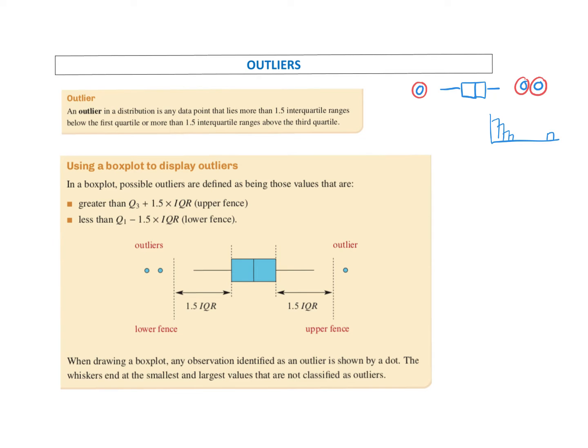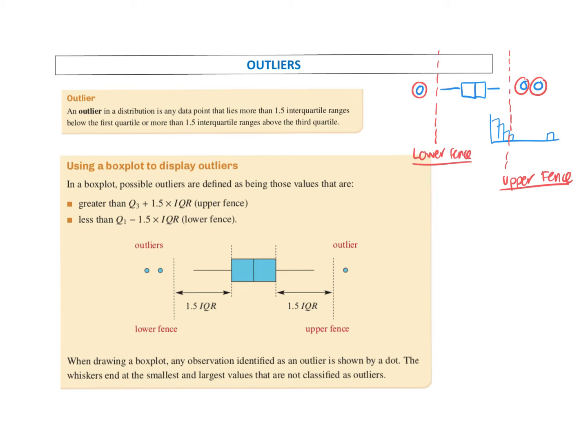So how does the calculator know? Well, we have a rule, and we create these fences. We don't have to draw that line, but it's an imaginary fence. This is the upper fence, and we have a calculation for it. When you calculate this number, if any of the data is above that number, it becomes an outlier. And then we have the lower fence, and you have a calculation for it, and any number that's lower than that becomes an outlier.